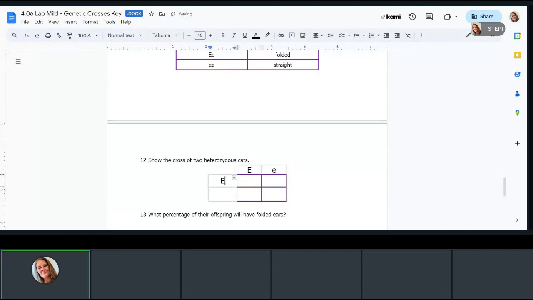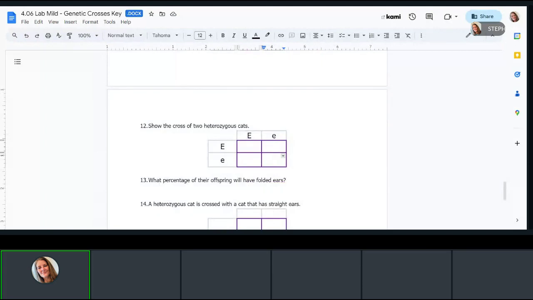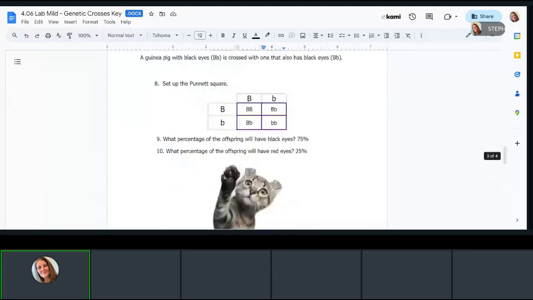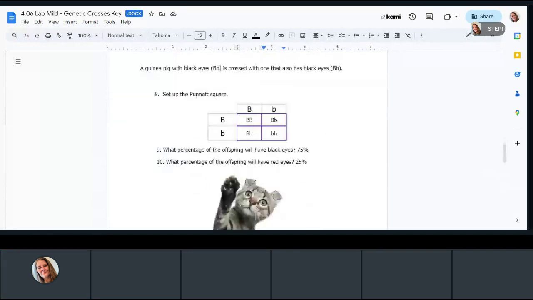Your parents have genes like that. And fill in your letters here. And then what percentage of offspring, just like we did up here with your guinea pigs. Okay.